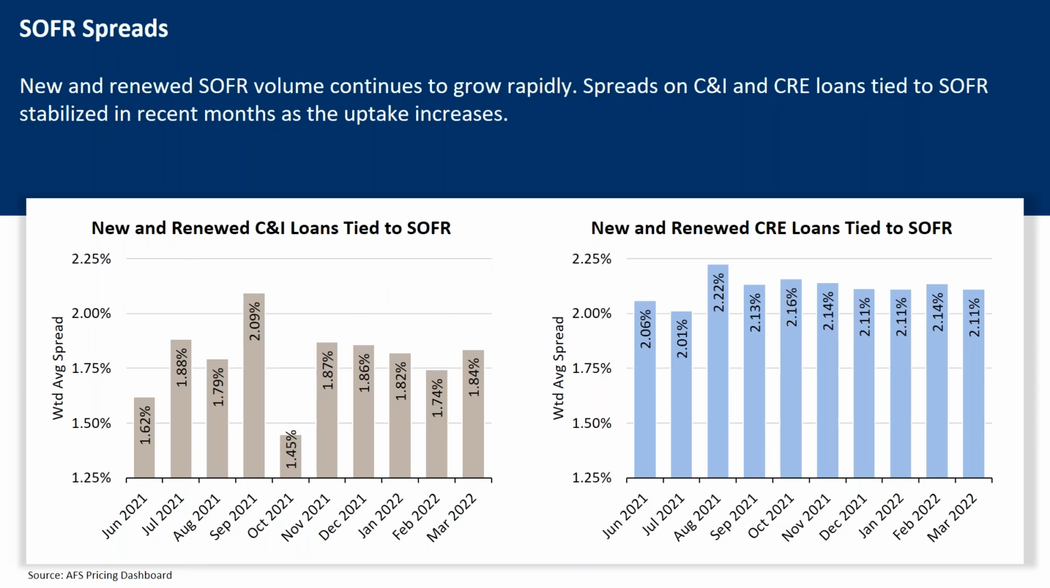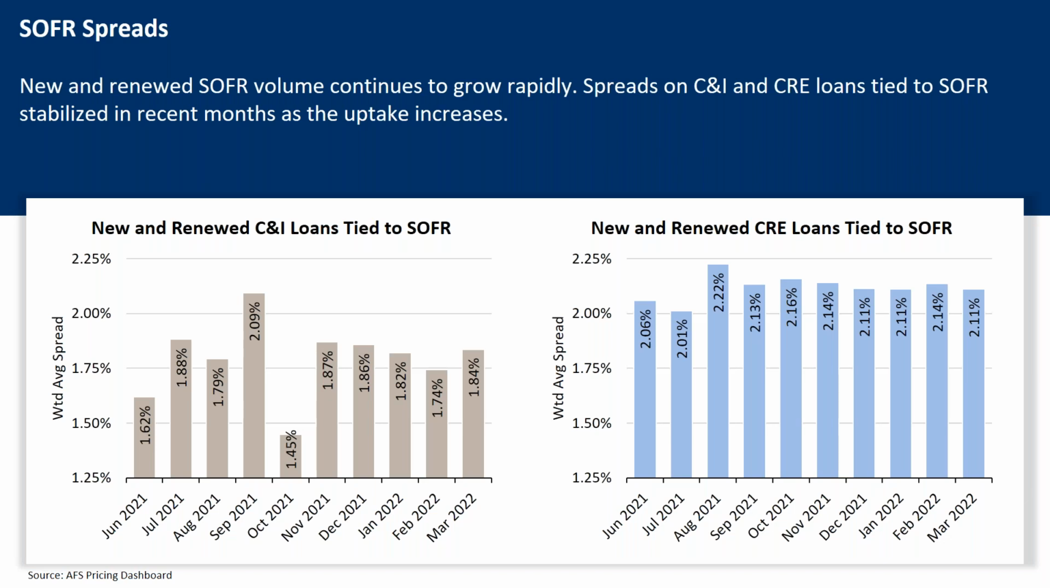So speaking of SOFR, here we can actually look at spread pricing trends for the SOFR loans, and we've divided it into C&I on the left and the picture for commercial real estate on the right. Now these spreads are the quote unquote total spread of the SOFR loans, meaning they're inclusive of the credit adjustment that banks have to bake into them.